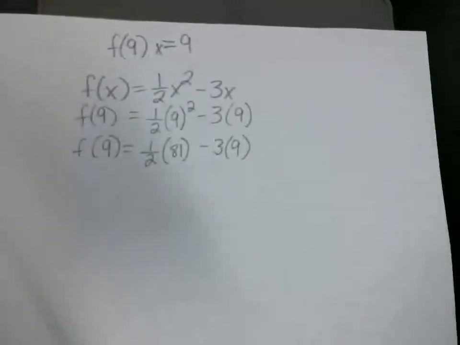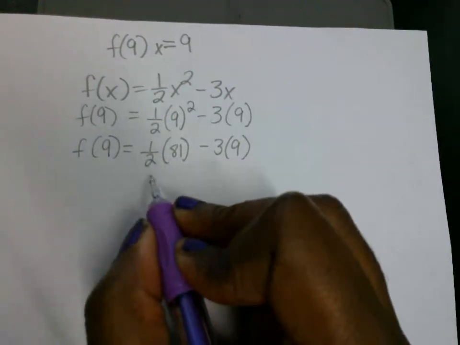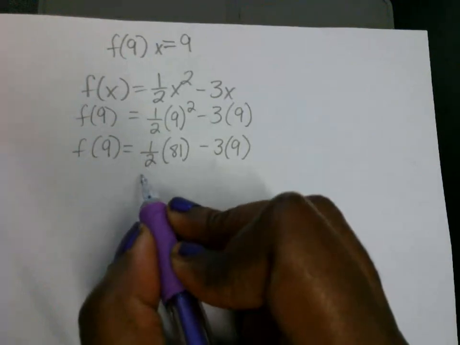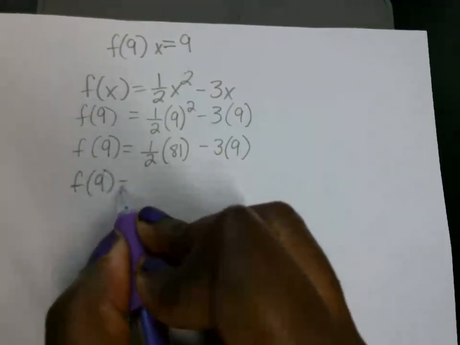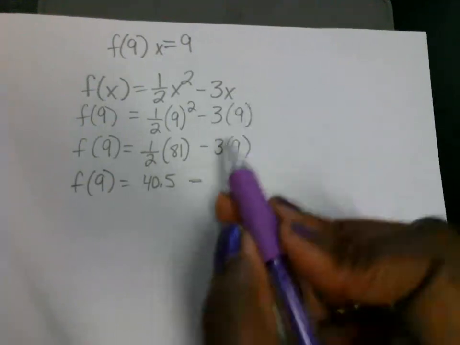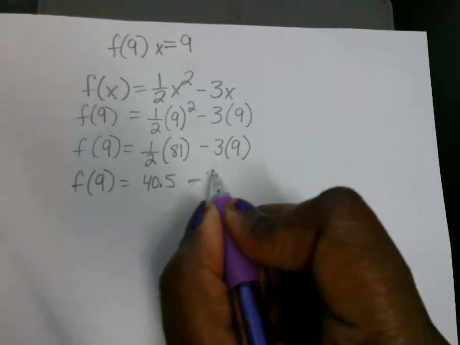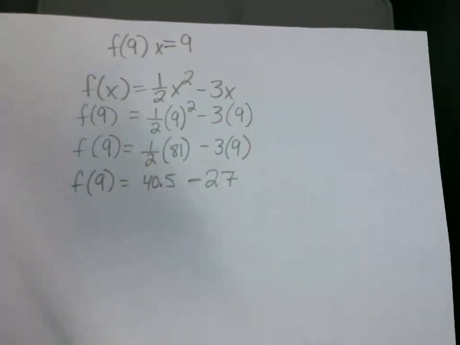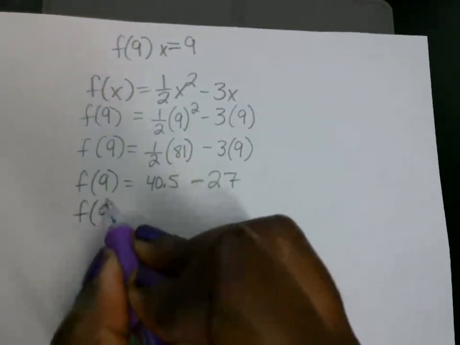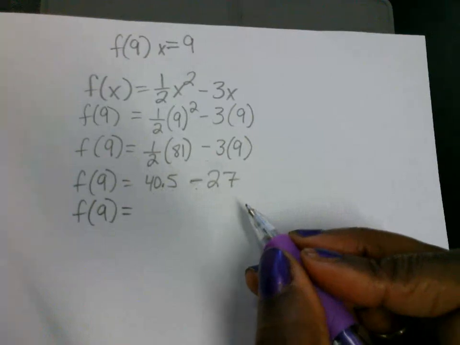Okay. My next step is to multiply or divide in order from left to right. I have multiplication here and multiplication here. What is 1/2 of 81? You have a calculator. What's half of 81? Very good. Bring down the equal sign. Bring down the minus sign. What is -3 times 9? So it's minus 27. Okay? Any questions about that step? The last is just to subtract. So when we subtract, what is 40.5 minus 27? 13.5.